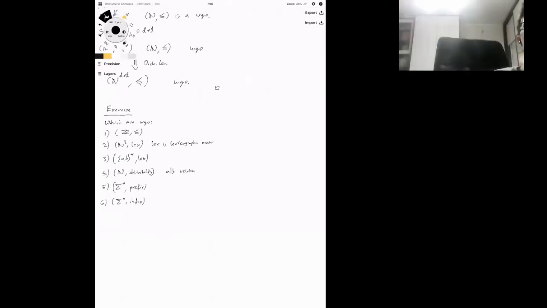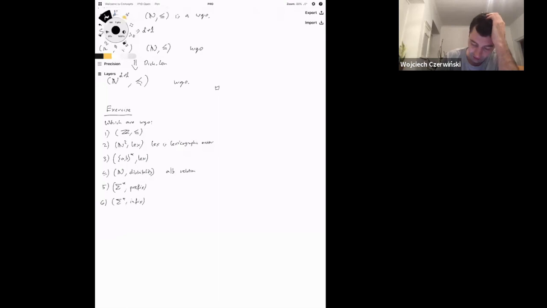The first one is easy, I believe, because we can have a sequence 0, -1, -2, -3, and so on. It is descending and infinite. Exactly. The first one is easy. It's not true, and the point is the descending chain.